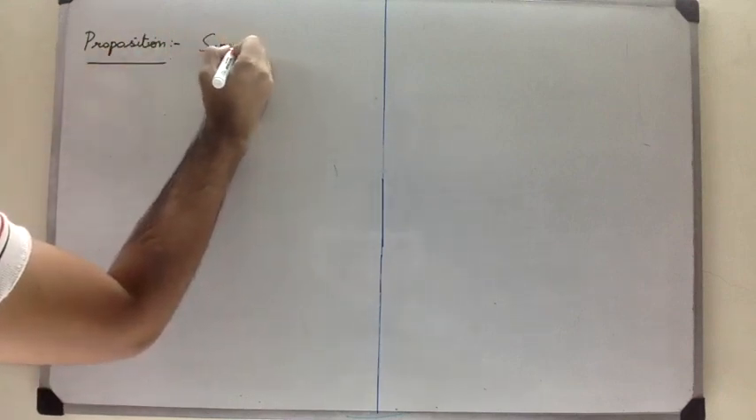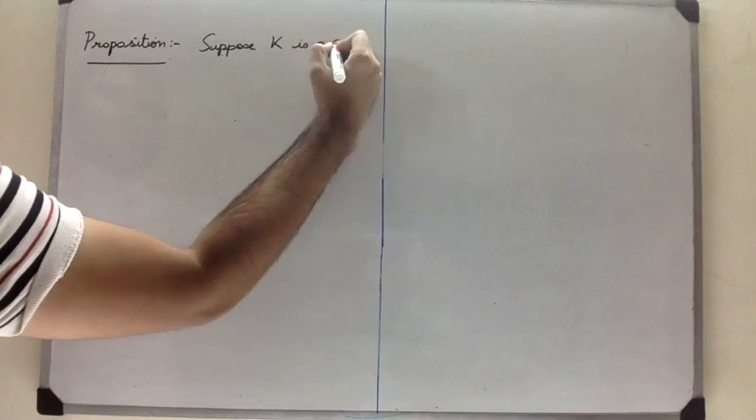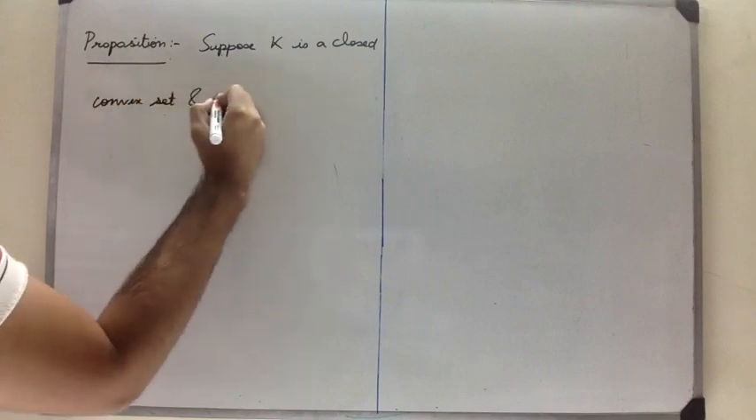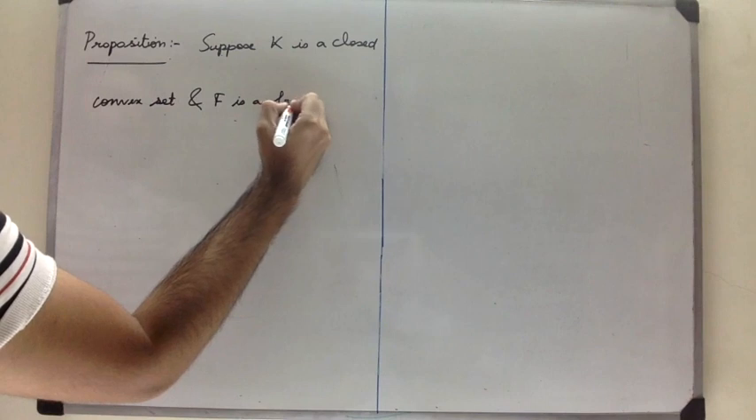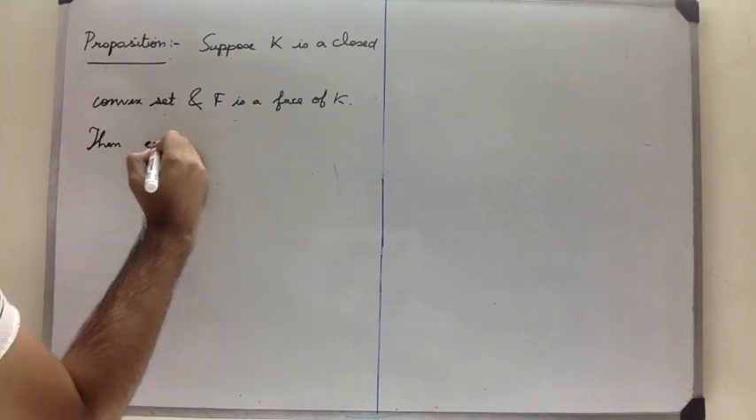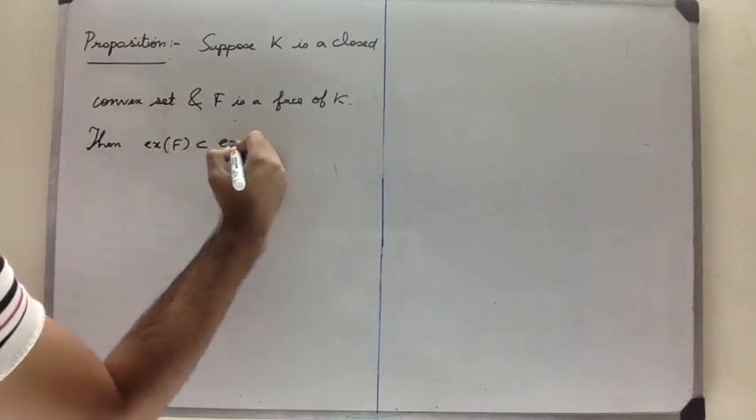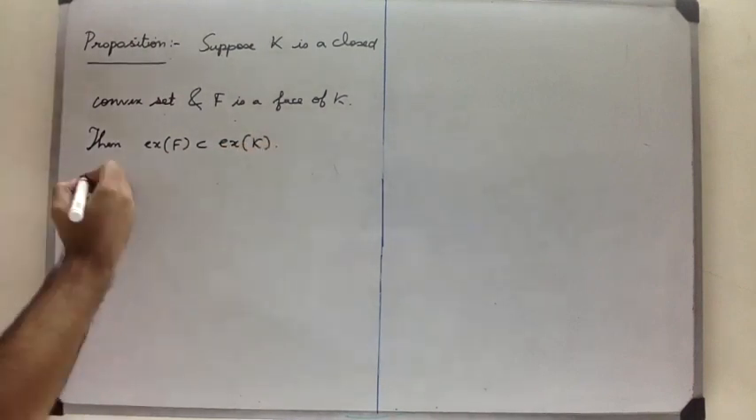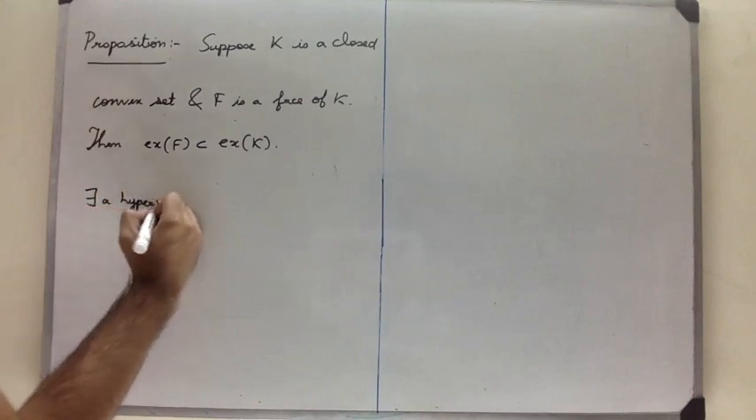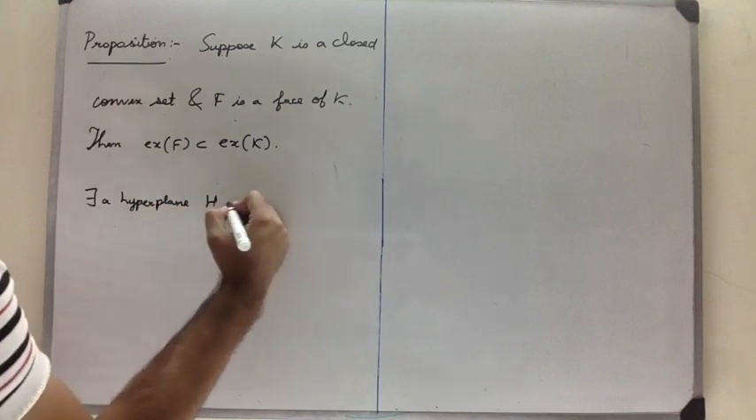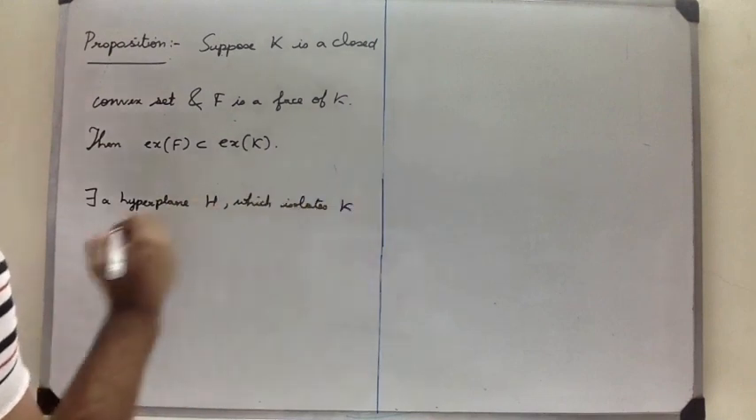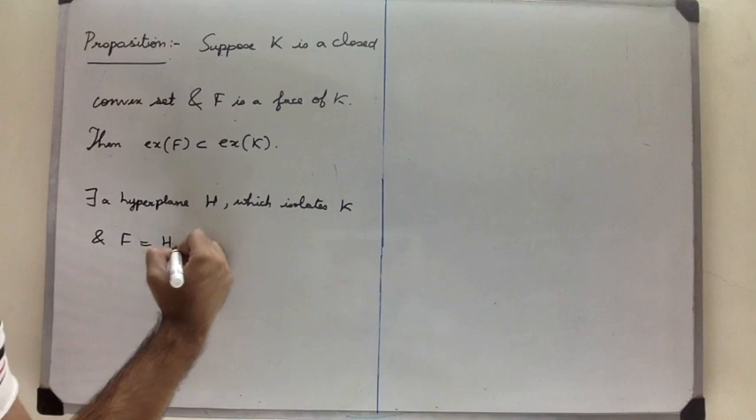Suppose K is a closed convex set, and F is a face of K. Then an extreme point of F is an extreme point of K. So the proof is simple because F is a face of K. There exists a hyperplane H which isolates K, and such that F is H intersection K.